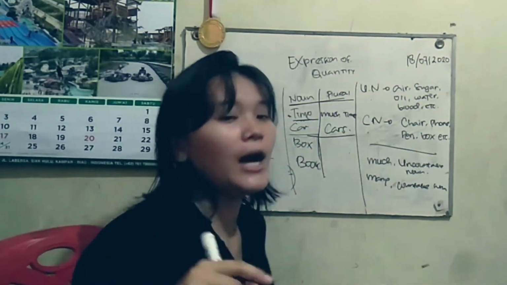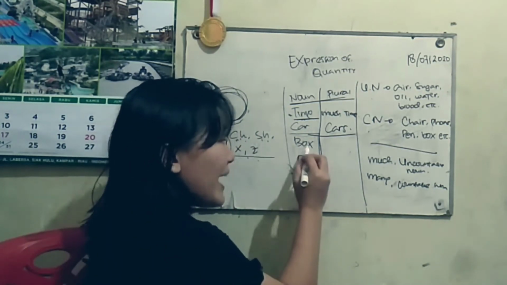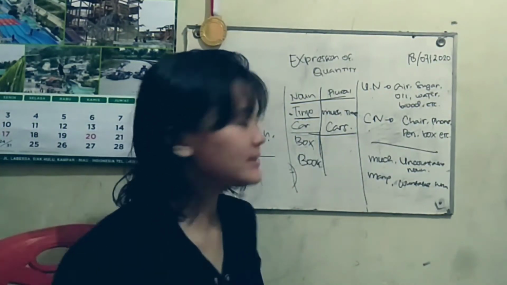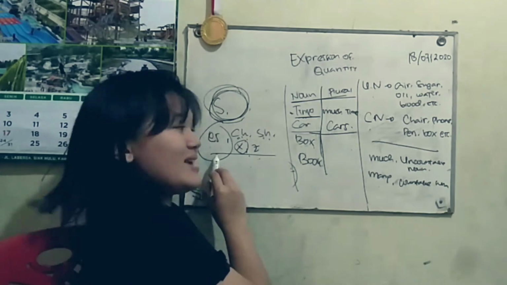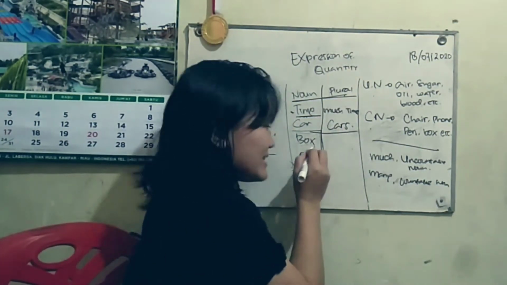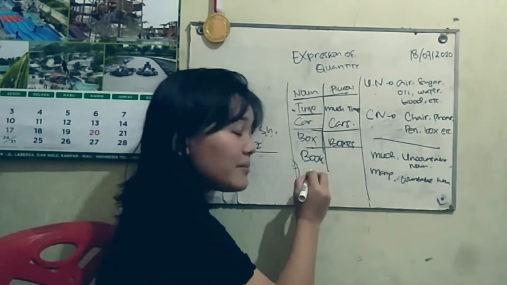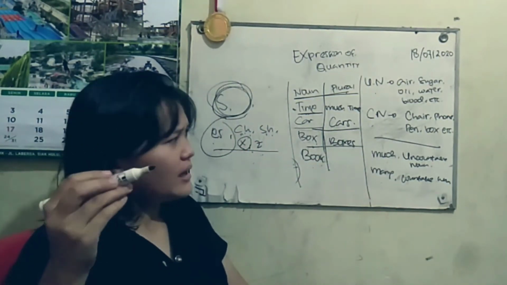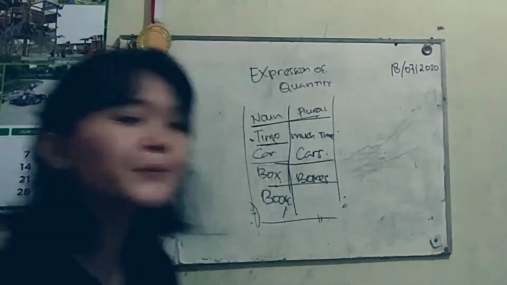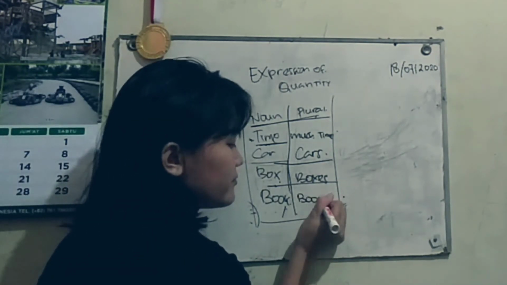The third is box. Box is b, o, and x. If the word ends with x, we must add es at the end. So the plural form of box is boxes. And the last is book. B, double o, and k. So the plural form of book is books.